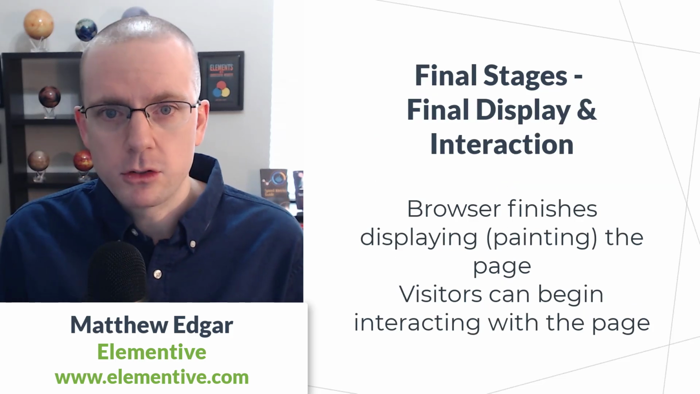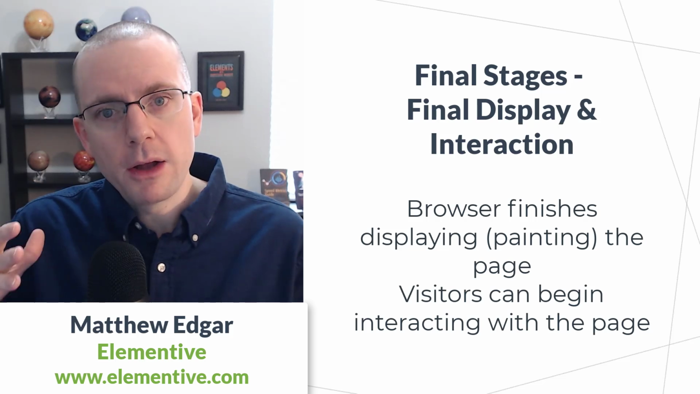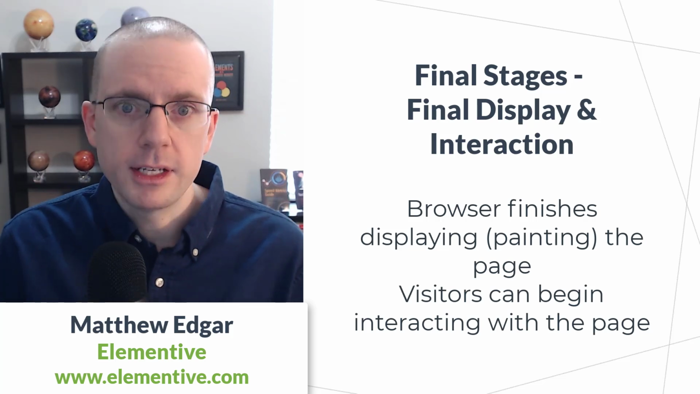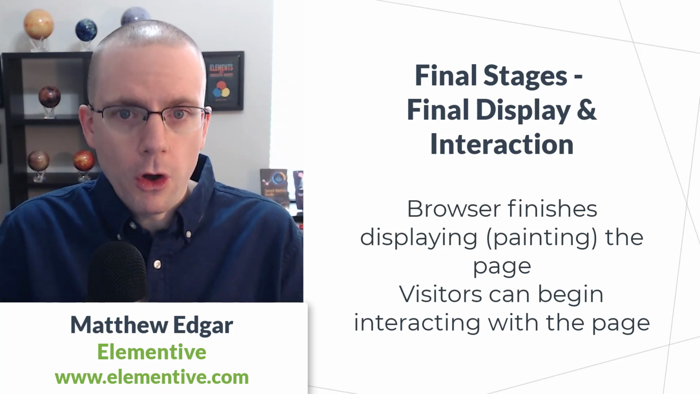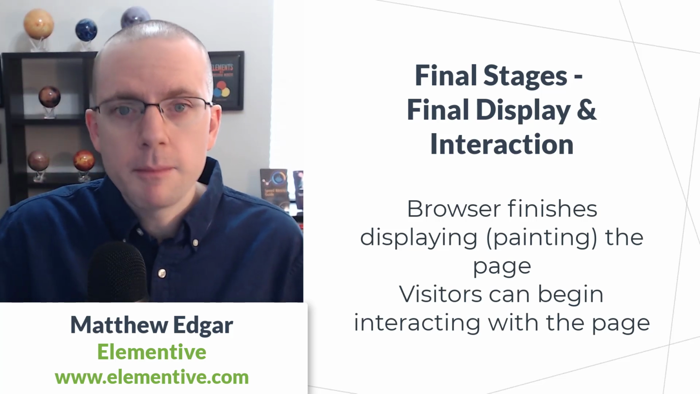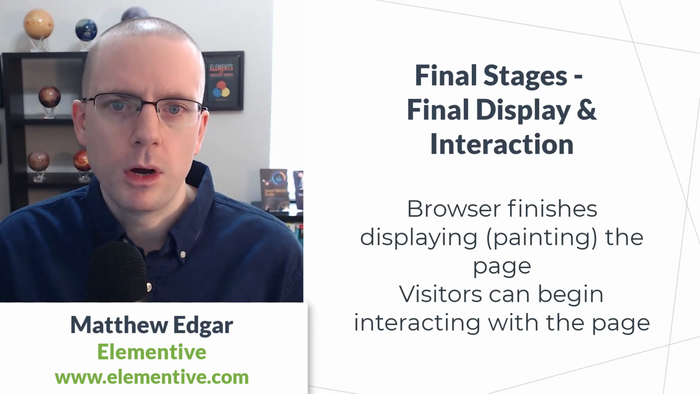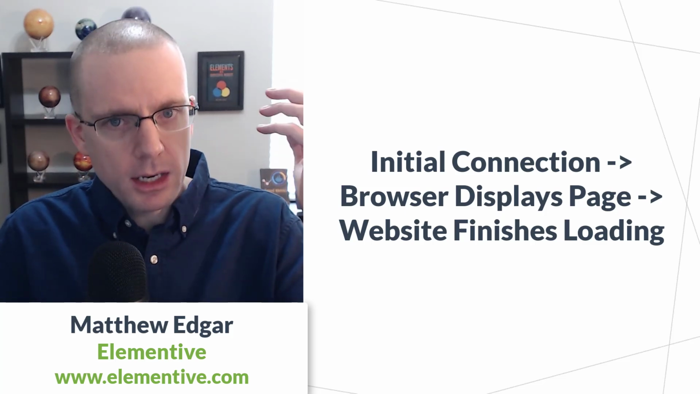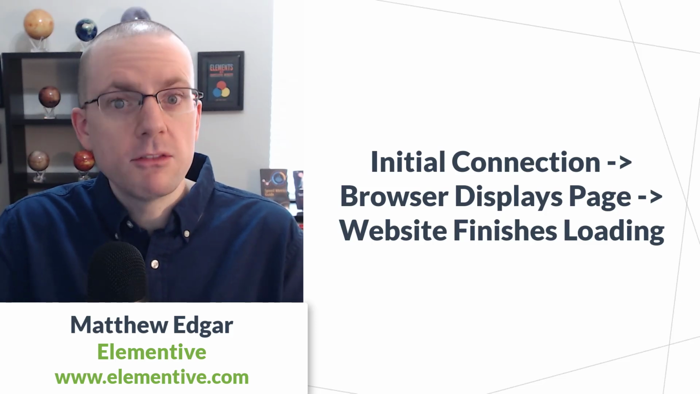Then we move into the final stages of the website loading process. And in the final stages, the browser finishes displaying the web page, finishes displaying all the files and all the code that it's received. And then at some point, as the website finishes its load, then people can actually begin interacting with the page. They can start clicking on buttons and tapping on links, and they can start playing videos and doing whatever else they want to do on that particular page. So those are the main stages that we can think about: the initial connection, the middle stages of presenting the page, and then the final stages when the website finishes loading.